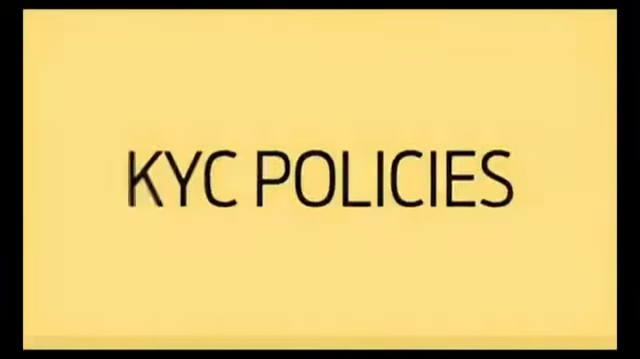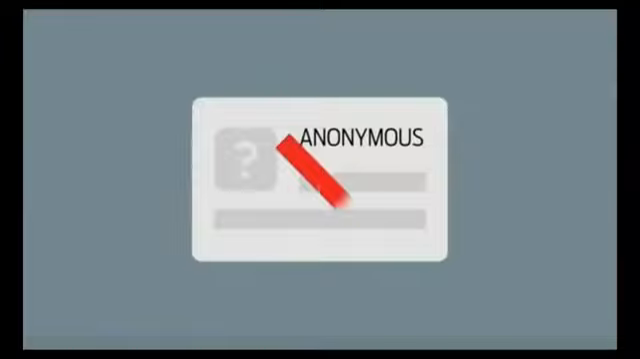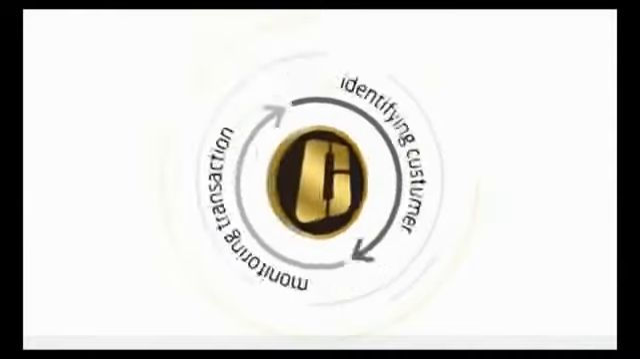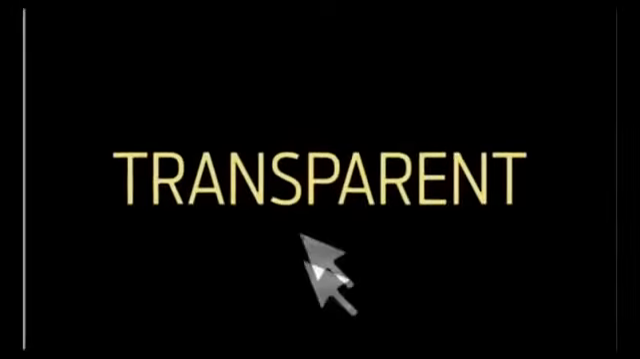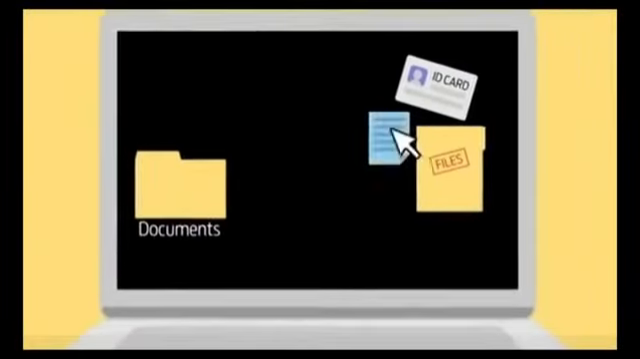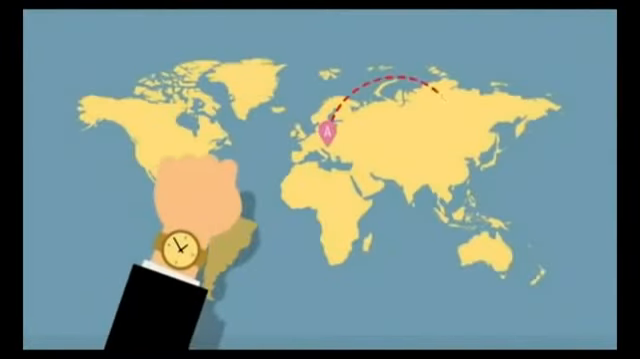KYC policies. The OneCoin blockchain consists of every transaction ever performed in OneCoin. Anonymous transactions are not allowed, and the company strictly follows anti-money laundering policy, carrying out Know Your Customer policies on different aspects of its activities. Transparent. OneCoin is the first cryptocurrency to store KYC documents on its blockchain. Fast. 1 minute per block. This is how long it takes OneCoin to make a transaction.